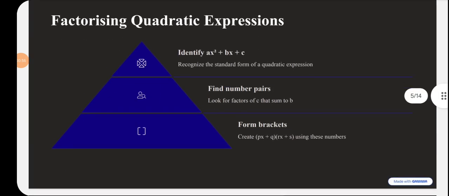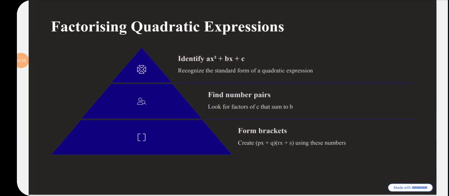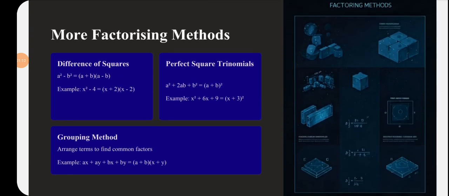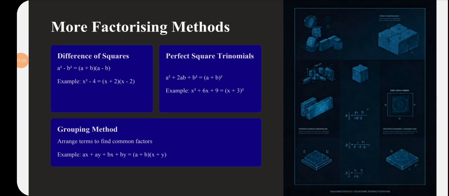And in factorizing quadratic expressions, it's another type. Identify ax squared plus bx plus c, and then find number pairs and form brackets. And more factorizing methods are difference of squares, perfect square, trinomials, and grouping methods. Below them there are examples of them.